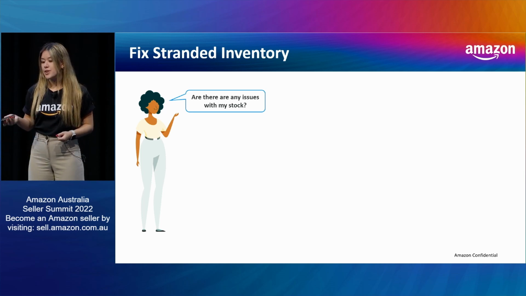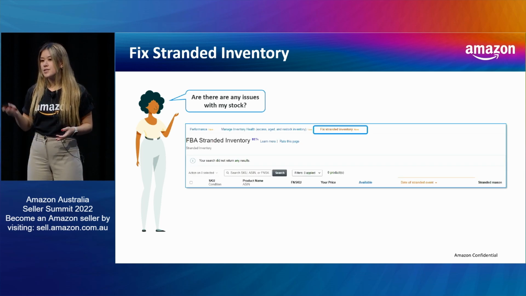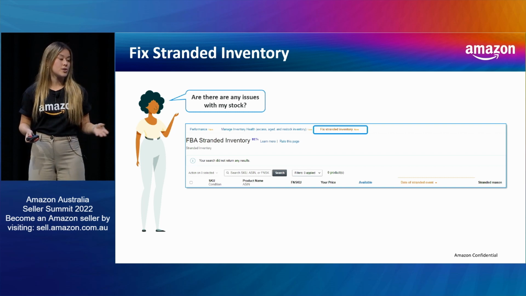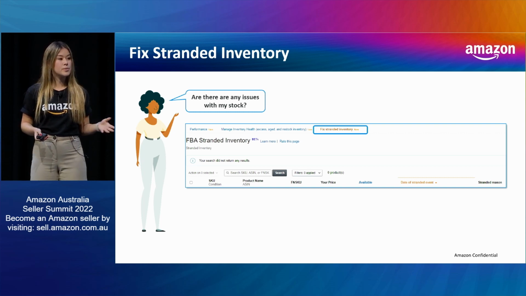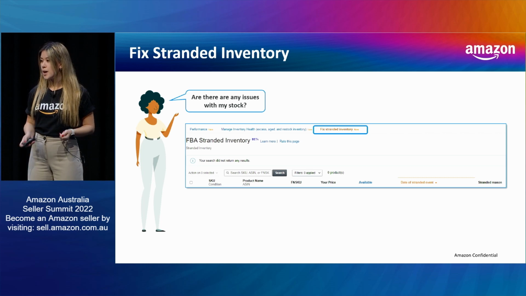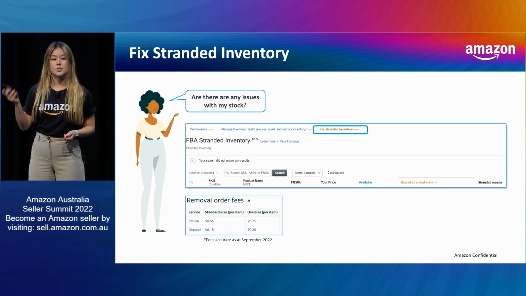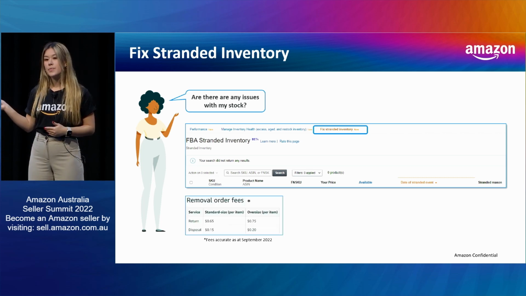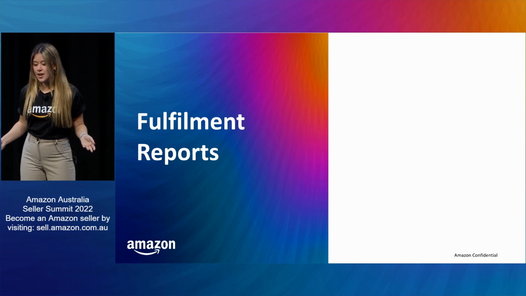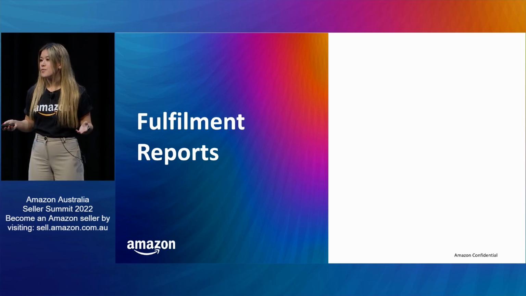In this Fix Stranded Inventory tab, you can actually see the products that have been impacted, the reason why, and in some circumstances, you'll actually be able to appeal and reinstate the listings. Other times, you may need to return the stock back to you, and Amazon offers a quick and easy solution for that with our returns and disposal, which are, as you can see on the slide, a very cost-effective per unit cost.